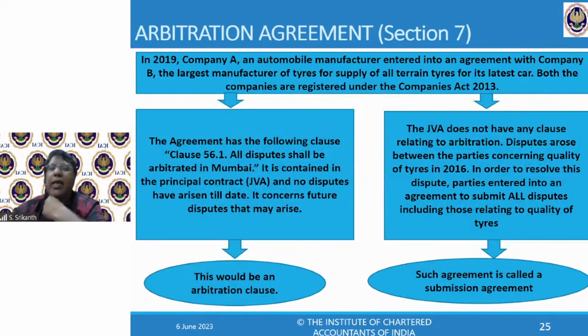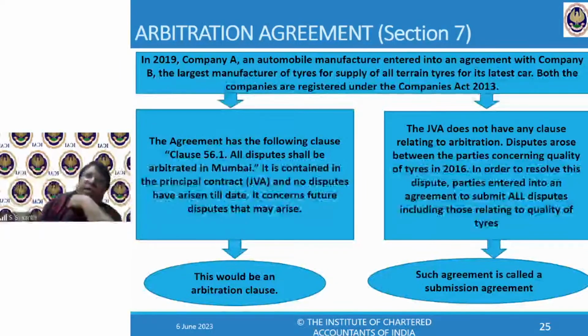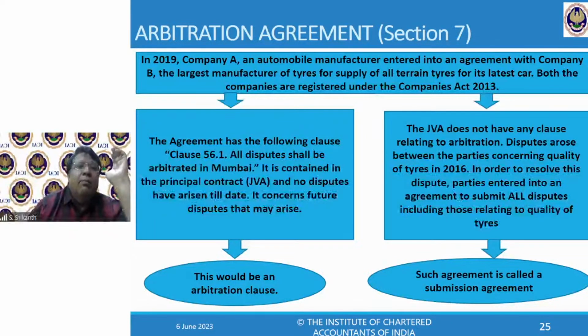In 2019, Company A, an automobile manufacturer, entered into an agreement with Company B, the largest manufacturer of tires, for supply of all-terrain tires for its latest car. Both the companies are registered under the Companies Act 2013. Okay. Now the agreement has the following clause: all disputes shall be arbitrated in Mumbai. It is contained in the principal contract, the JVA. No disputes have arisen, but it concerns future disputes. So this would be a valid arbitration clause. All disputes shall be arbitrated in Mumbai.